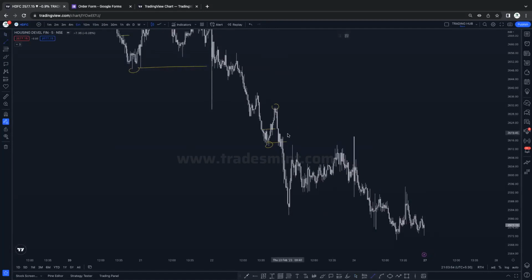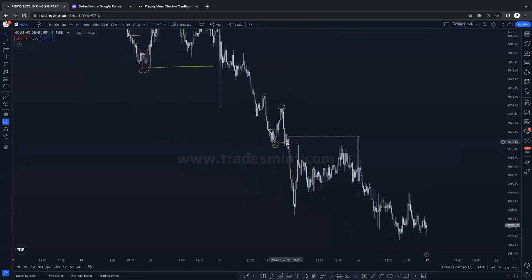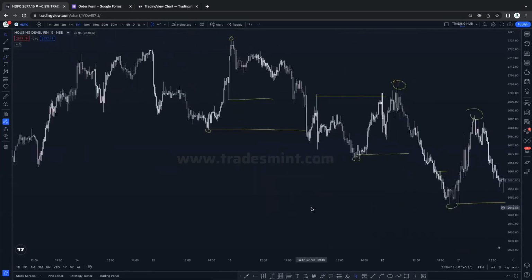Let me check first here. Okay, if taken out, then this becomes our valid. If not taken out, then these are equal highs, so you have to wait for it. So finally taken out here. This becomes our lower low here. So very simple.